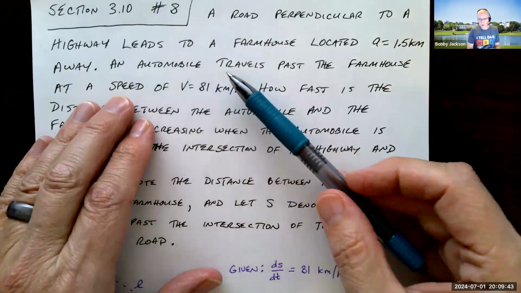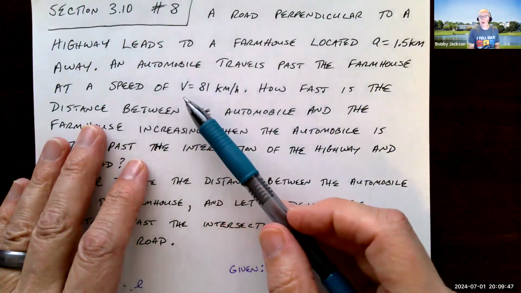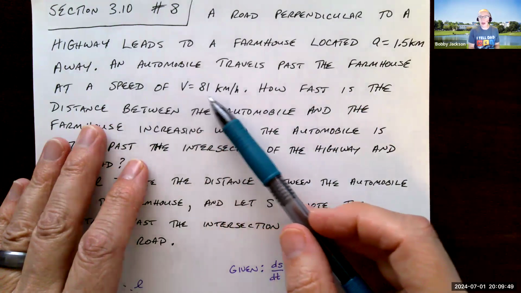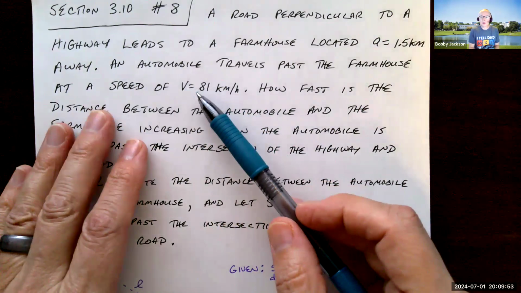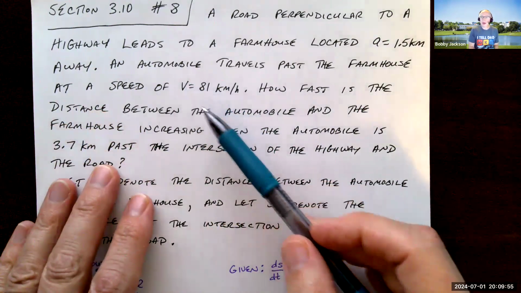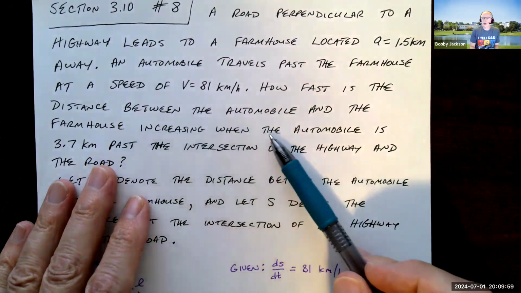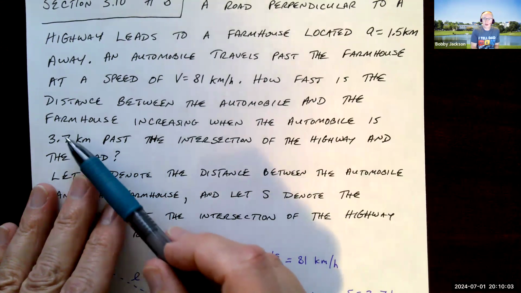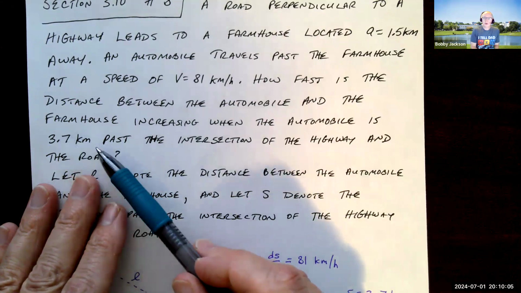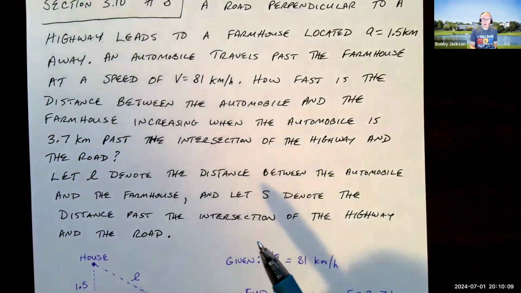You have an automobile that travels past the farmhouse at a speed of v = 81 kilometers per hour. Again, this number could be slightly different for your problem. So the automobile is on the highway. How fast is the distance between the automobile and the farmhouse increasing when the automobile is 3.7 kilometers, and again, that number may be different on yours, 3.7 kilometers past the intersection of the highway and the road?